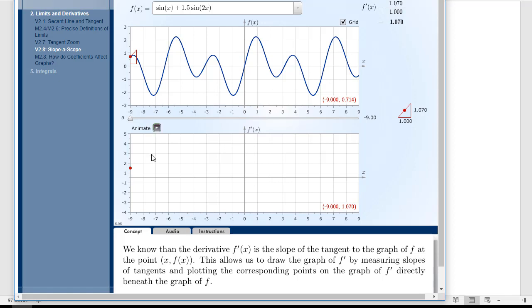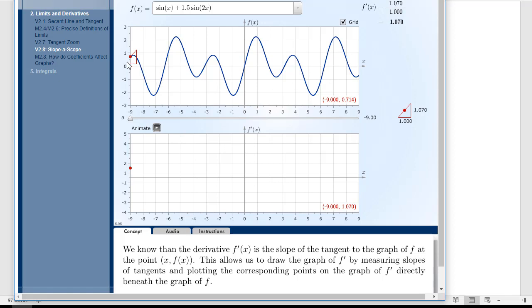There's a horizontal tangent, so we're going to end up with the x-intercept here. Right? This is a maximum. There's a horizontal tangent, so we're going to end up with another x-intercept here. Right? Here's a horizontal tangent. We're going to have an x-intercept. And as I drag this line, it's going to move quickly.